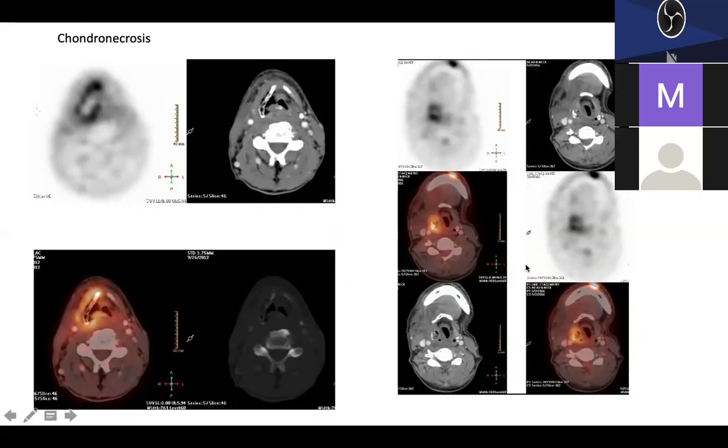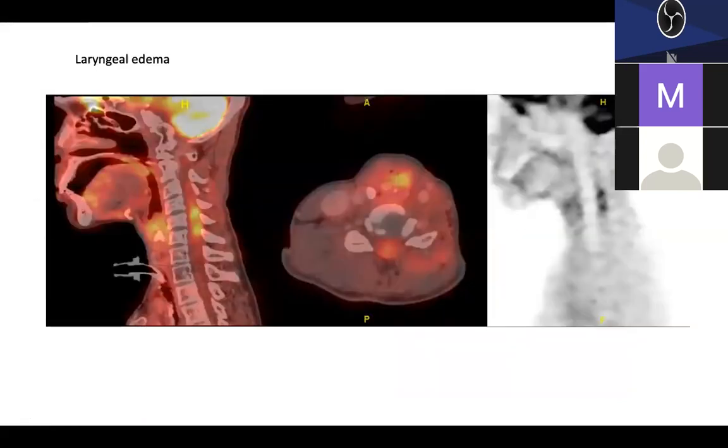So this is one other scan that I wanted to show you. This is not the correct scan; I couldn't get the correct scan from PACS. This patient had a buccal mucosa cancer. They gave RT. After 4 months, the patient presented with severe laryngeal edema, and they had to put in a tracheostomy. They sent for a scan to see if there is any second primary in the larynx.